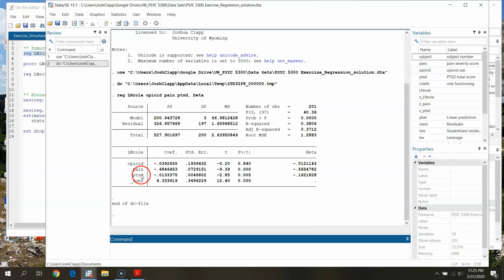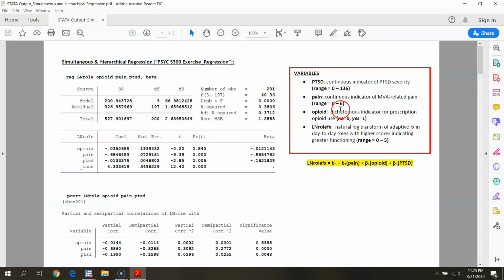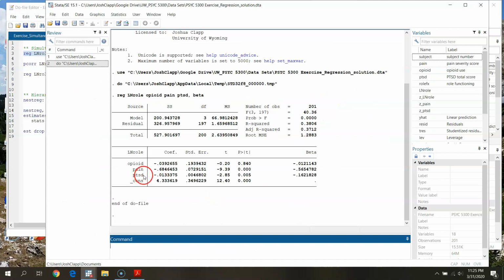So here we have fairly strong evidence of a unique relation of pain with the natural log of role functioning, and a unique relation of PTSD with the natural log of role functioning, controlling for other variables in the model. But what we also have here is our standardized coefficients. Remember that it's hard to directly compare our unstandardized coefficients because our different variables have different metrics, and so a 1 unit change means something different if we're talking about PTSD or pain.